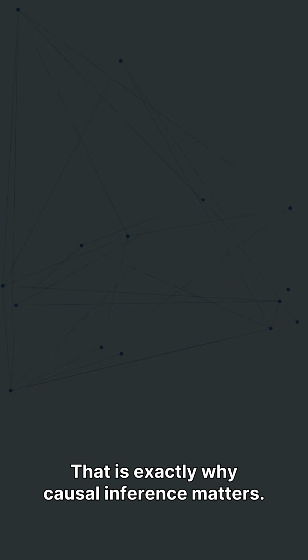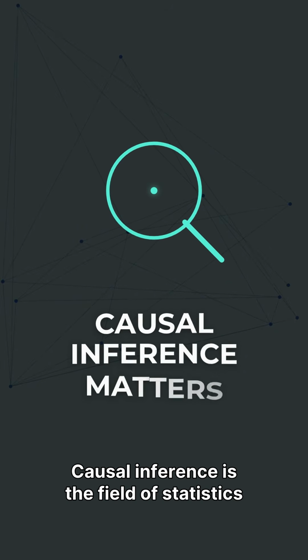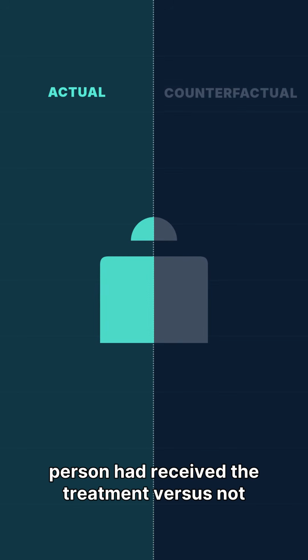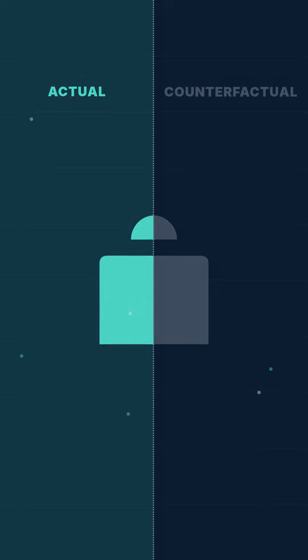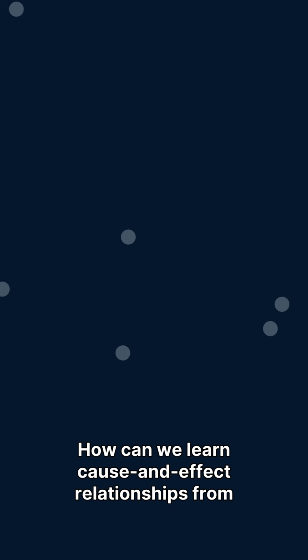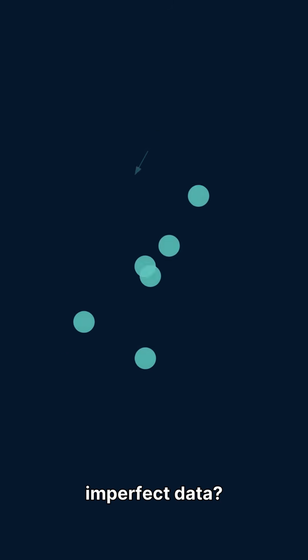That is exactly why causal inference matters. Causal inference is the field of statistics that tries to answer questions like, what would have happened if the same person had received the treatment versus not received it? What is the effect of an intervention, policy, or exposure? How can we learn cause and effect relationships from imperfect data?